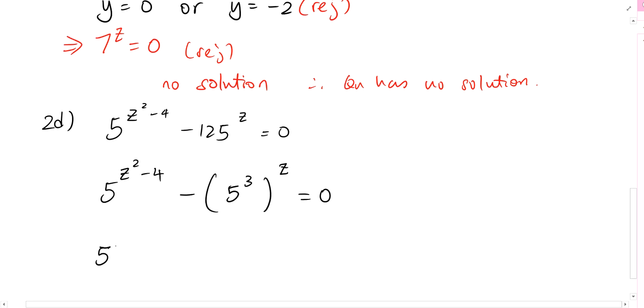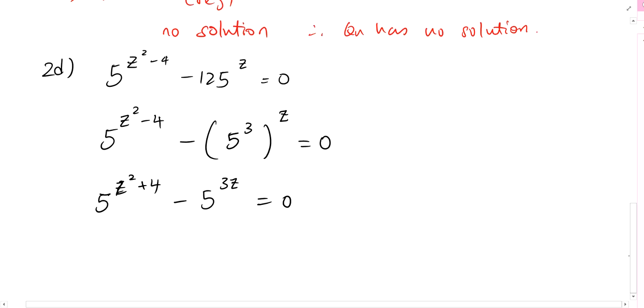So 5 to the power of z squared plus 4 minus 5 to the power of 3z must be equal to 0. Now, 5 to the power of z squared plus 4 minus 5 to the power of 3z equals 0. What do your instincts tell you should do next? Move. Okay, I prefer to say we add. Add 5 to the power of 3z, plus 5 to the power of 3z.